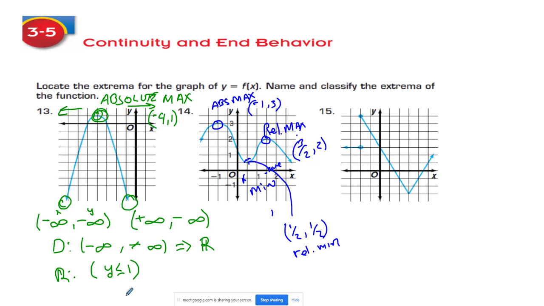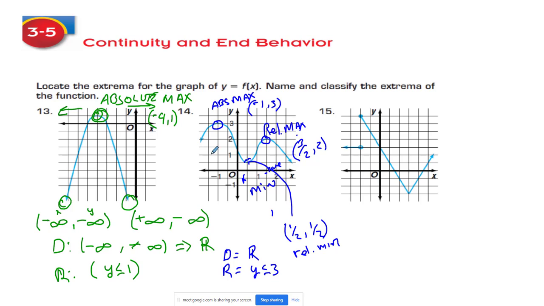Now we have to talk about what goes on at the extremes. So we can see that as x gets really, really large in the negative direction, as x gets more negative, y is going to be heading down and getting more negative. So in terms of the domain, x can be all real numbers. And in terms of the range, the absolute max is where y is equal to 3. So all the y's are going to be less than or equal to 3. So we took care of the domain and the range part of what's going on.